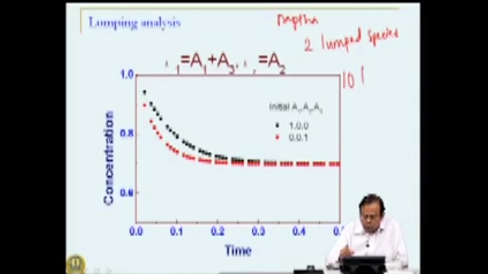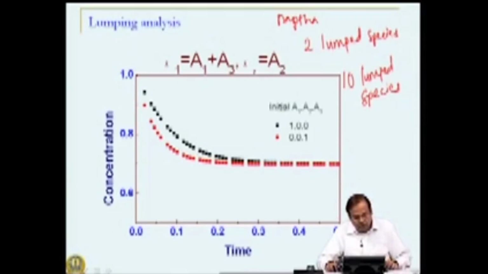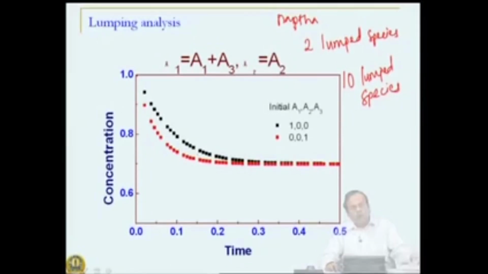Turns out that when you do this with 10 lumped species, your lumping is more or less exact. You can't be as exact as in a hypothetical example, because naphtha is a real example, but we get as close as we can to the real example. So, with this we will close our discussion for this session, and in the next class we will start looking at gas solid catalytic as well as non catalytic reactions, or in short, heterogeneous reactions.